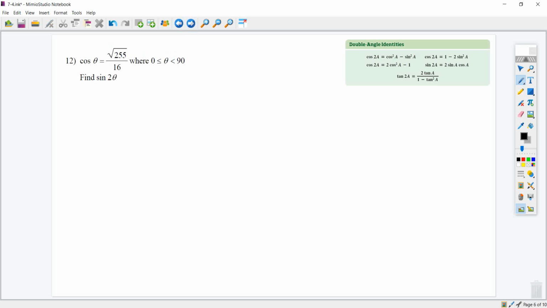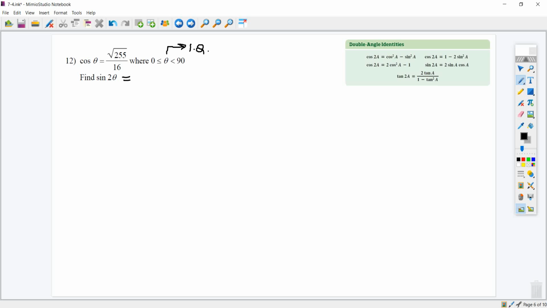Alright, so let's do one last. Oh, actually we have two. So let's see one last question. That's on assignment 1, question 12, and let's see how we can solve it. Cosine theta is given. We are looking for sine 2 theta in this question. It's in the first quadrant, as you can see. Pretty naive question. We can handle that.